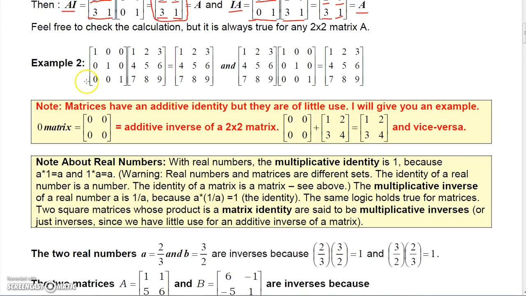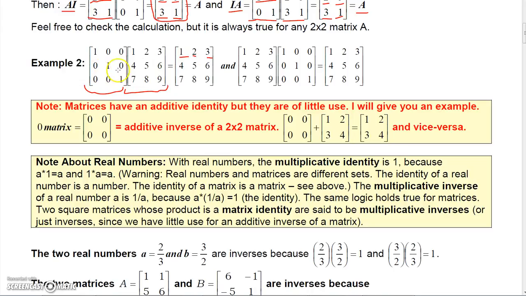The same thing holds in the 3 by 3 case. If you're dealing with a 3 by 3 matrix, then you're going to be looking at a 3 by 3 identity. So this is the 3 by 3 identity, and I'll let you confirm that if I multiply this row by this column, I get 1. If I multiply this row by this column, I get 2. If I multiply this row by the third column, I get 3.